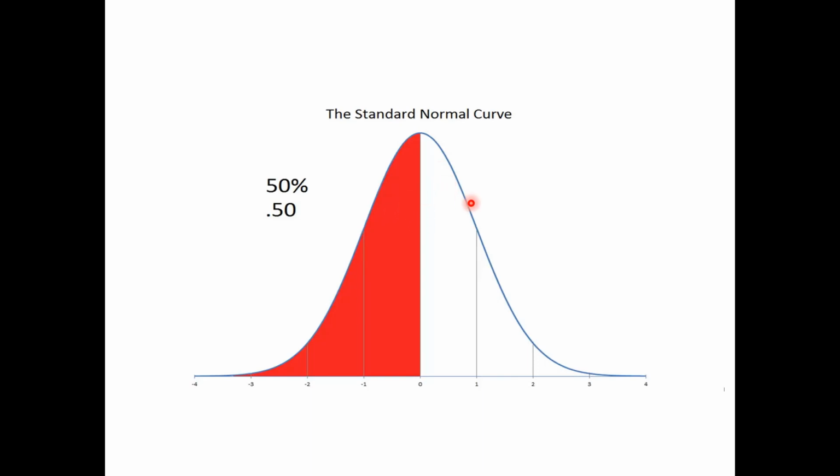50%, since they are mirror opposites, this side, the one in red, and the one in white, they are mirror opposites of each other. So the area under this side is 50%, the area under this side is 50%, the probability on this side is 50%, the probability on this side is 50%. If you are talking in terms of population, 50% on this side, 50% on this side.